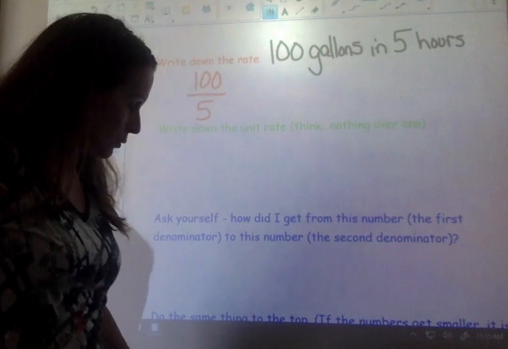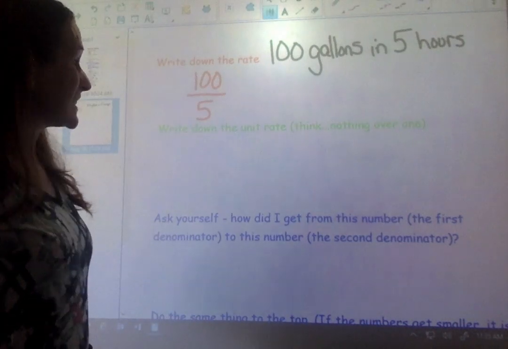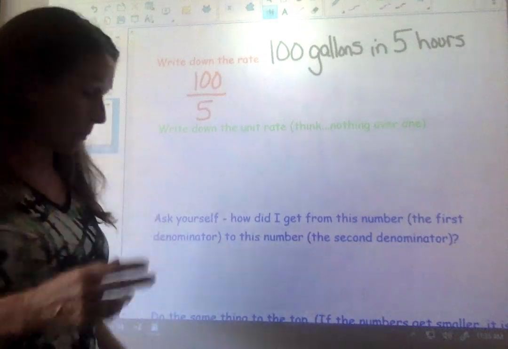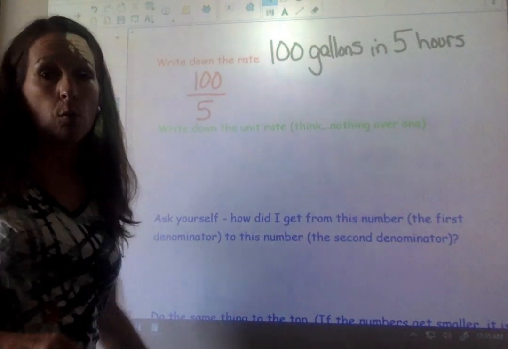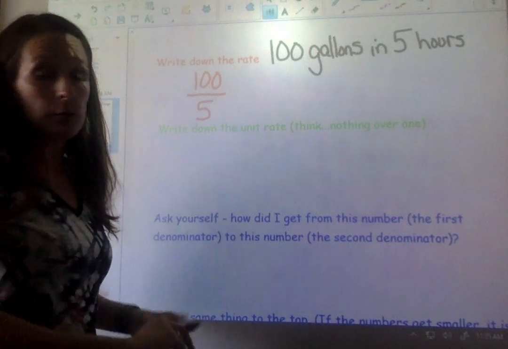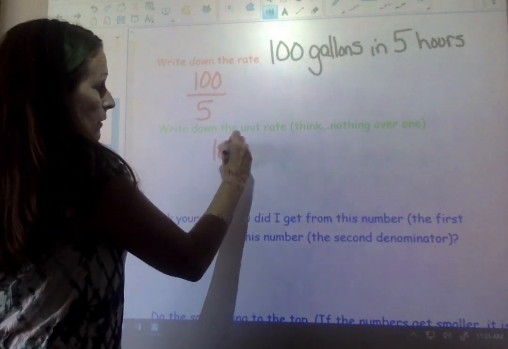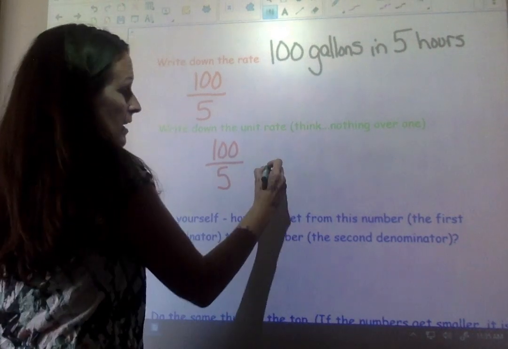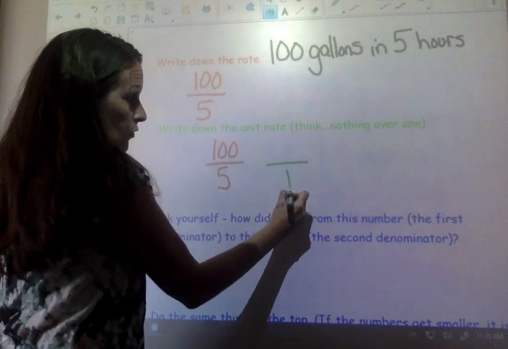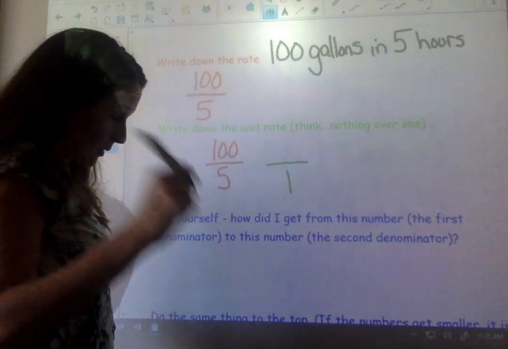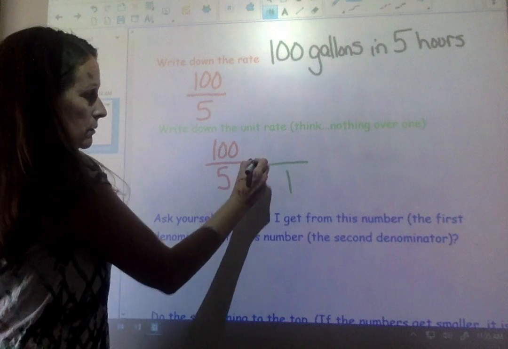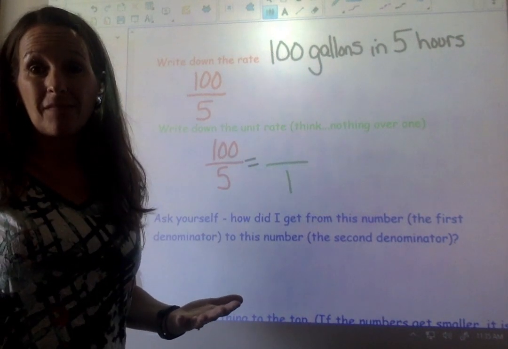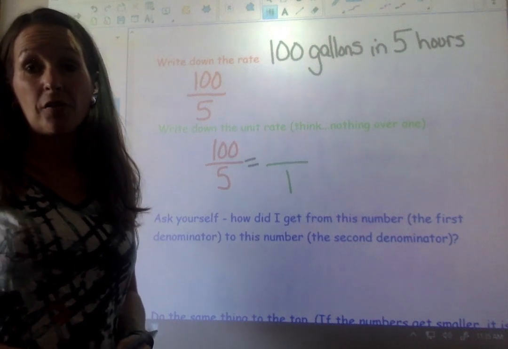Second thing, number 2, we're going to do that in green. Write down the unit rate. Think nothing over 1. So remember, when I write down a unit rate, I think nothing over 1. So now your paper should look like this. You already wrote down the 100 over 5, right? The unit rate is nothing over 1. That's the unit rate. Remember, in the middle goes an equal sign. That's it, step 2. Let's move on down to our third step.